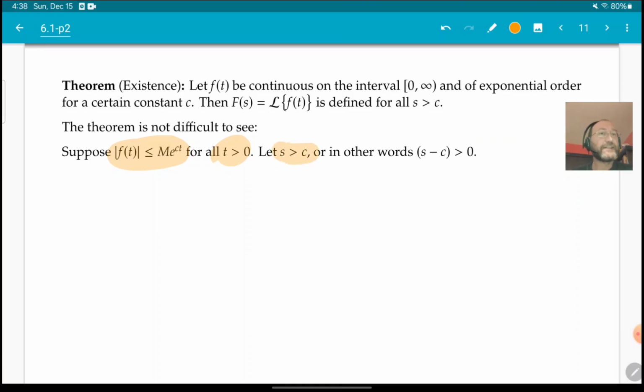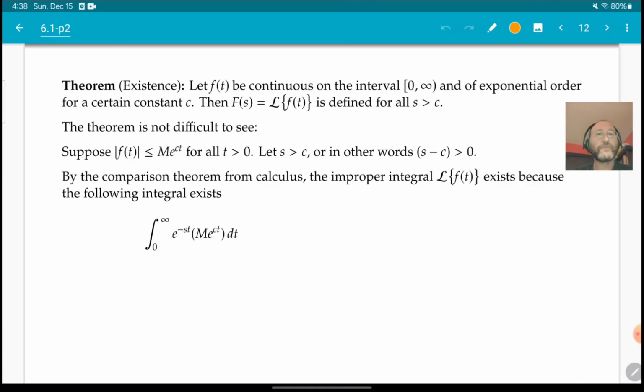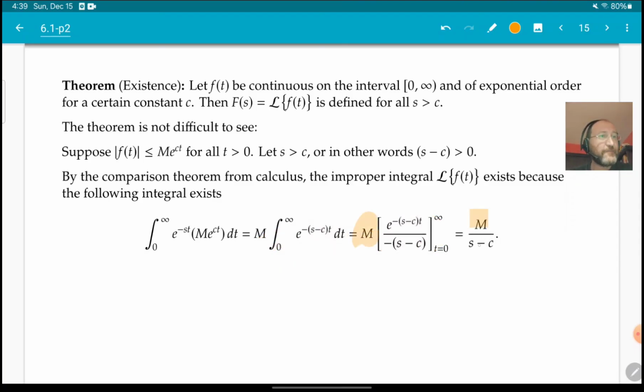Now, if s is bigger than c, that means that s minus c is bigger than 0, then we use the comparison theorem from calculus, right? The integral for the Laplace transform exists if this integral exists, and that exists because, well, you just write it out, right? It's this guy, and we know how to compute this thing. We did that last time, right? It's m over s minus c. So as long as s minus c is positive, so as long as s is bigger than c, then everything is fine. This thing exists, and therefore this thing exists. All right.